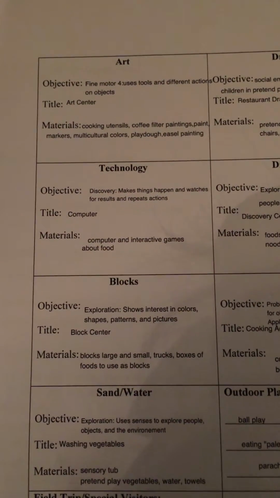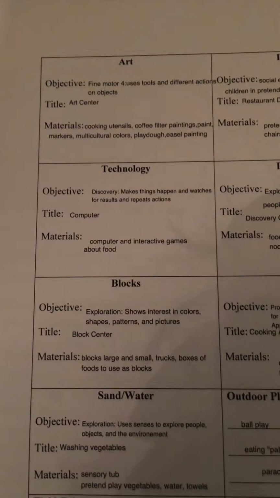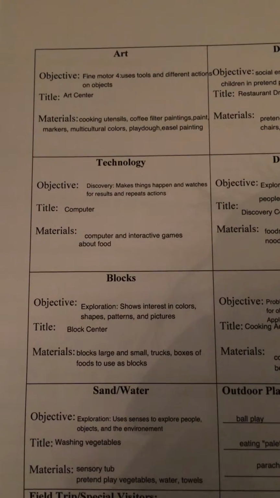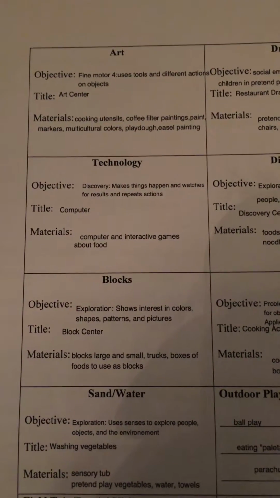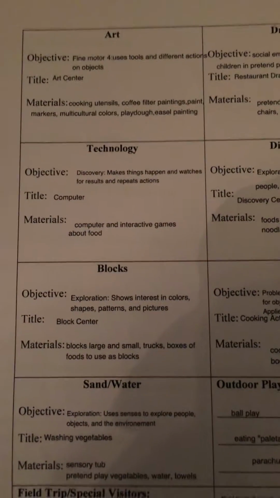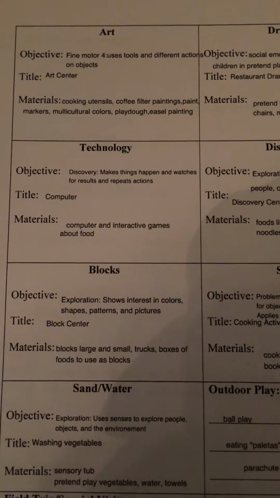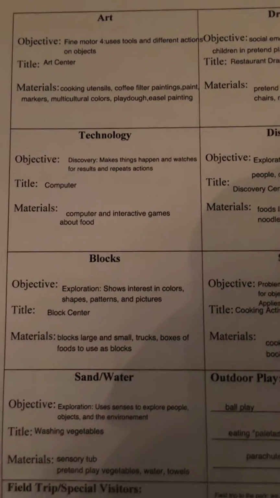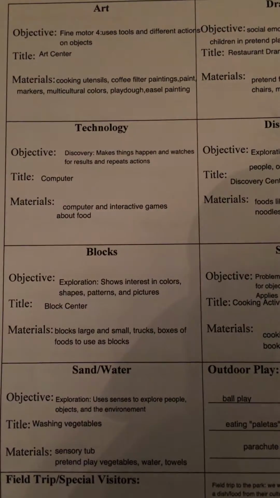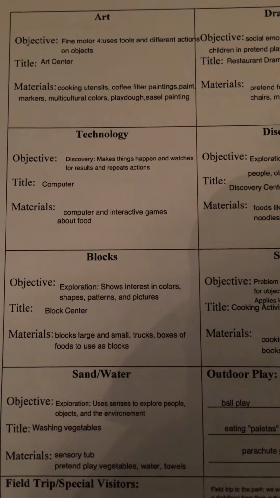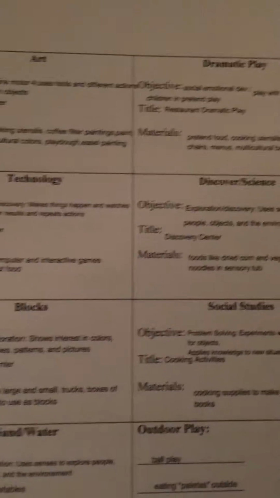For the block center, we would have blocks, large and small, trucks, pushing trucks, boxes of foods to use as blocks. So like cereal boxes or pasta boxes they could use to build. My objective would be exploration, which is to show interest in colors, shapes, patterns, and pictures.